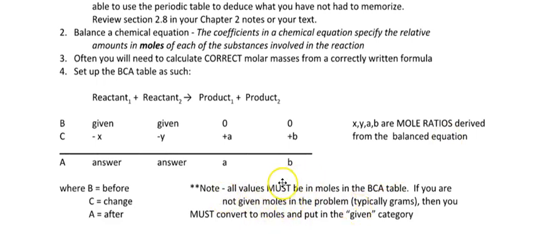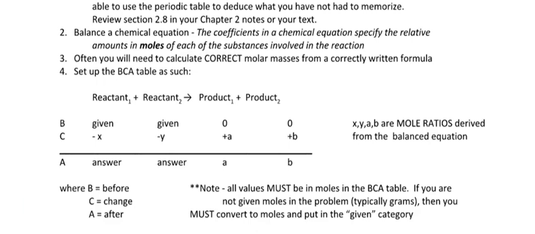All values must be in moles in a BCA table. If you're not given moles in the problem, typically you'll be given grams, then what? You have to convert to moles from your given grams. You're given liters, you're given molecules, and that's what goes in the given category. Okay, so all these things here must be in moles to do a BCA table. Okay, so let's check this next one out.